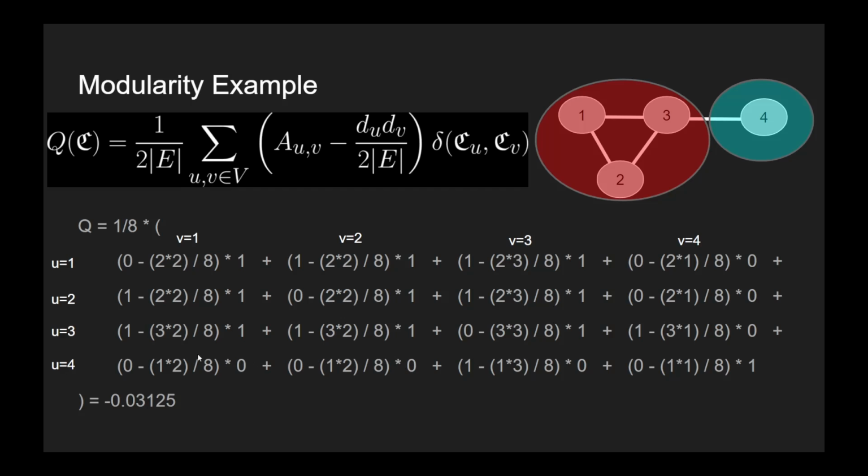And in fact, since vertex 4 is in its community with itself and nobody else, all of these will be 0 except for the last one where it's looking at itself, so U equals 4 and V equals 4. So ultimately, if you add all this up, you get a modularity value of negative 0.03.